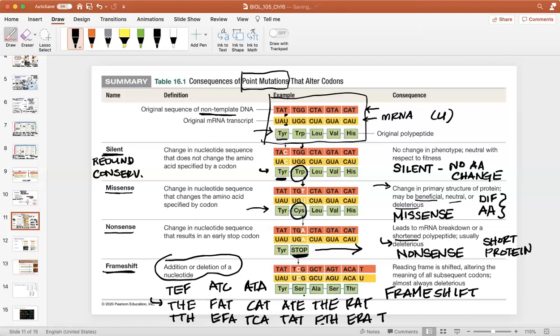You can see that once you get here, the only one that's the same as the original is this one. Once you get here, everything from here on out is different than the original. And this is going to be very harmful in terms of making a very messed up protein.